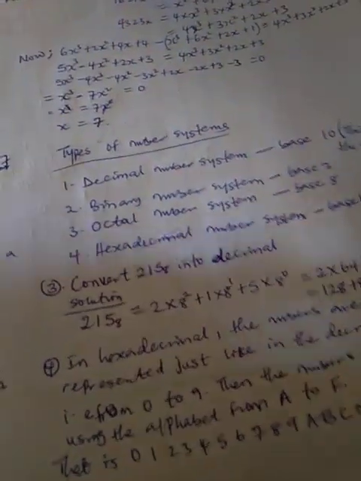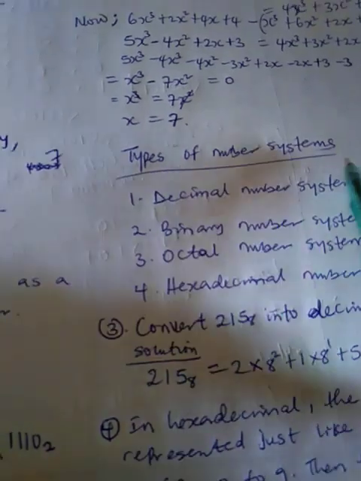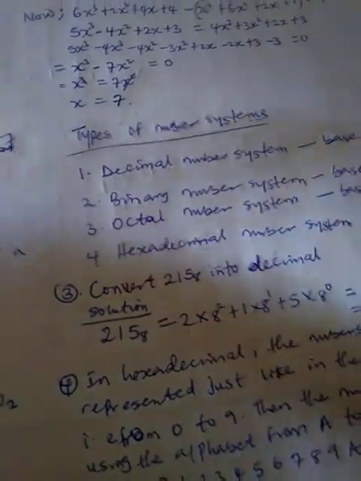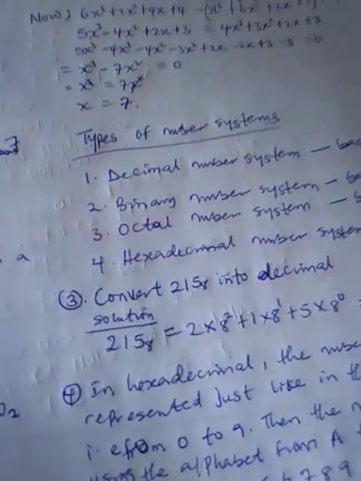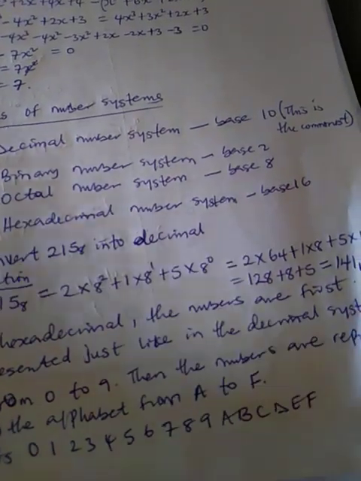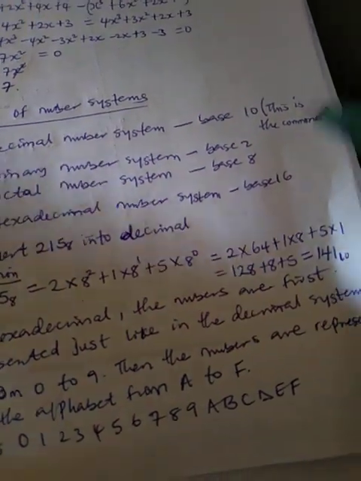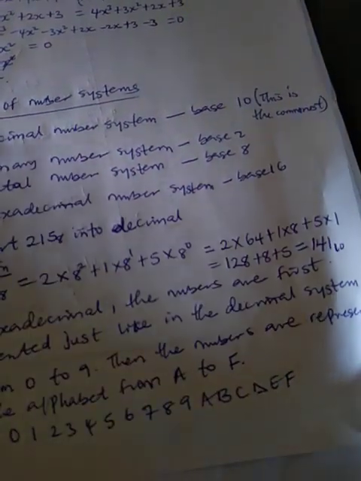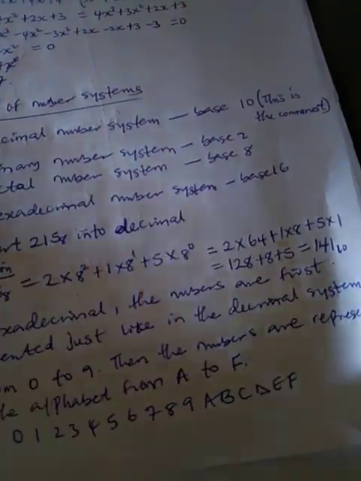Now let me talk about other types of number systems. We have the decimal number system, which is base 10, and this is the most common number base that we use. You had 2 plus 2 to give you 4, that is base 10. You have money like 20 naira plus 20 naira to give you 40 naira, that is base 10.